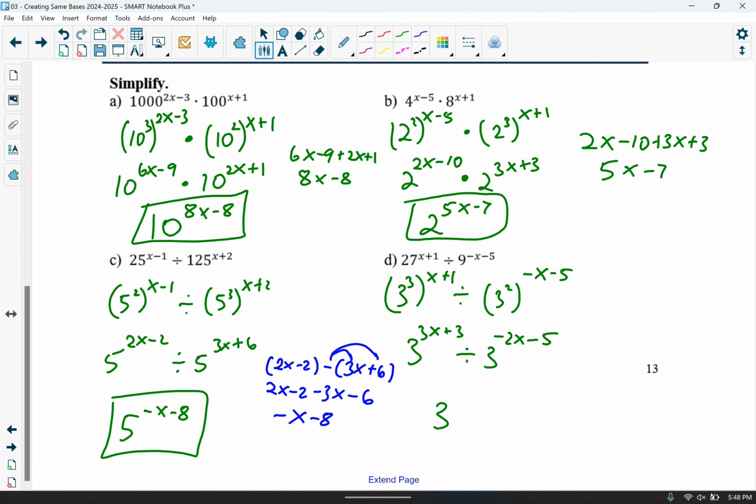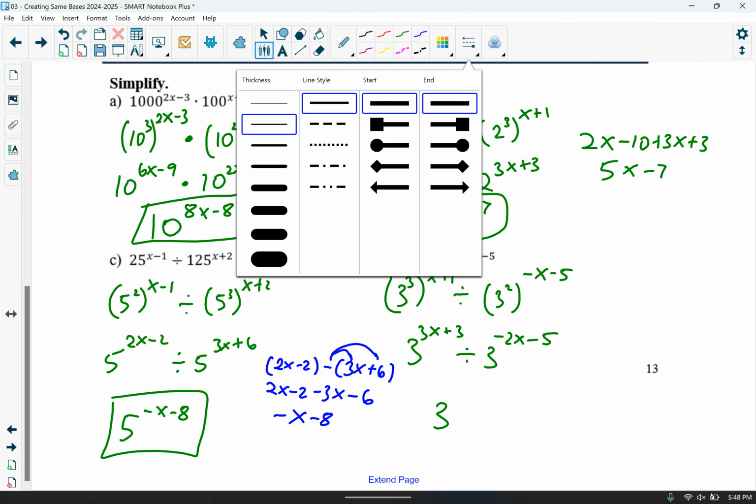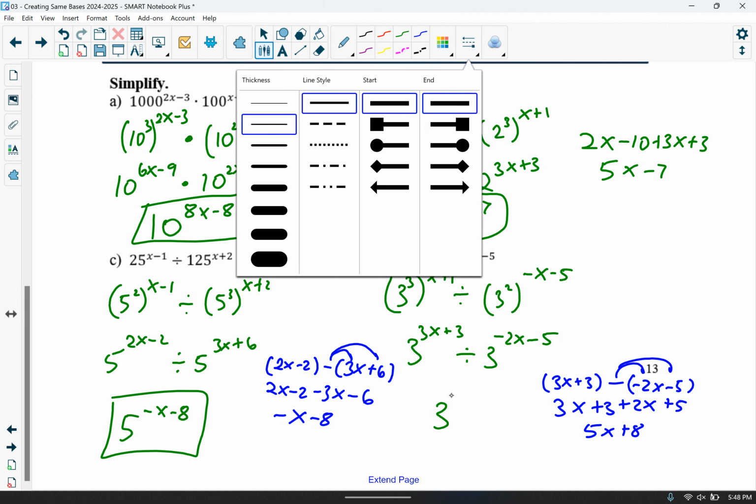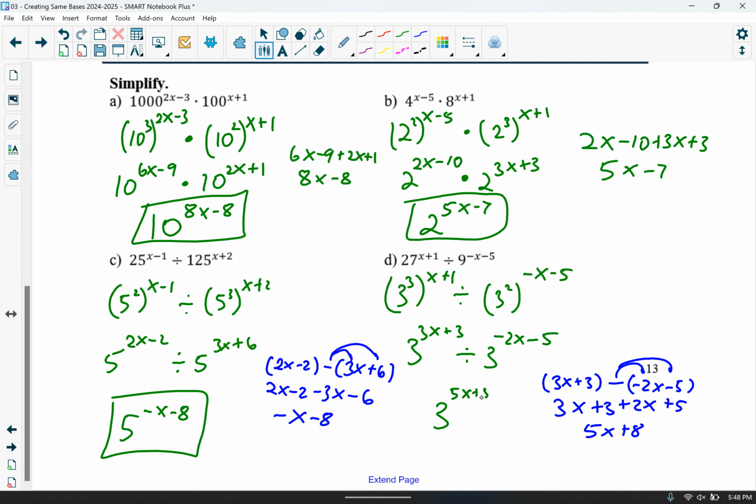We're going to keep the base and we're going to subtract our exponents. So I'm going to go off to the side again. Binomials in parentheses. Subtract, right? I'm following the order of my division. I've got to distribute my negative. So I have 3x plus 3 plus 2x plus 5. 3x plus 2x is 5x. 3 plus 5 is 8. So that's going to be 3 to the 5x plus 8 power.